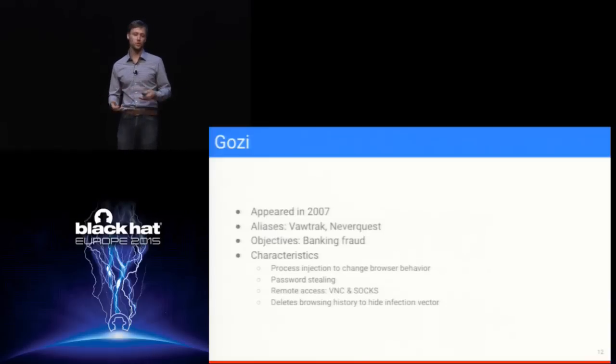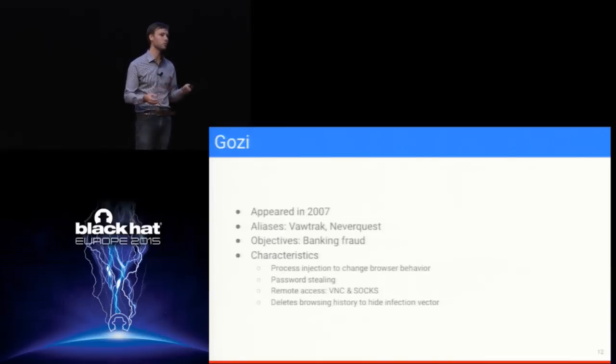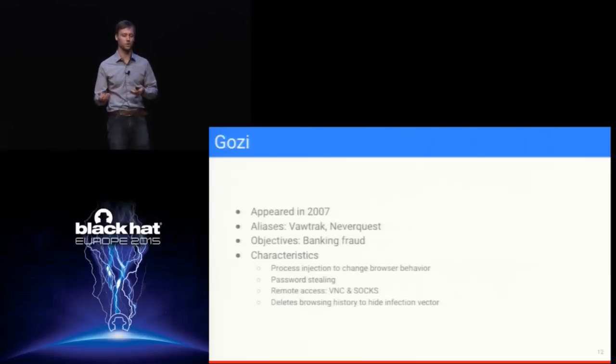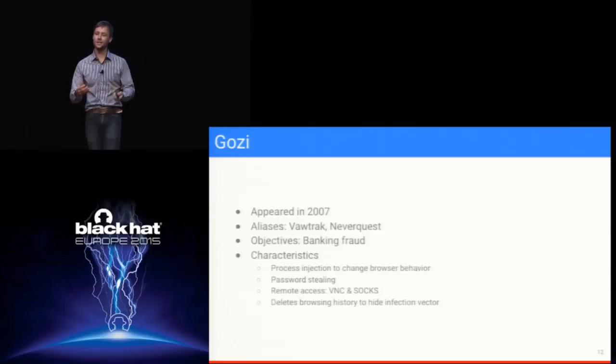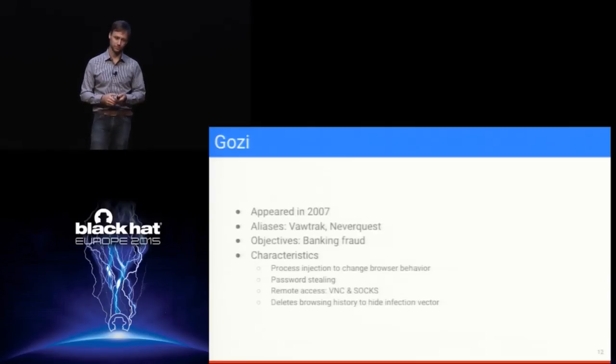They do so by stealing credentials, but also by installing VNC plugins, for example, and SOCKS proxies on infected hosts so that they can control the accounts and transfer money. Another interesting characteristic of the malware is that it very often deletes the browser history whenever it manages to infect a computer, to remove anything that might lead to the infection vector for the malware.